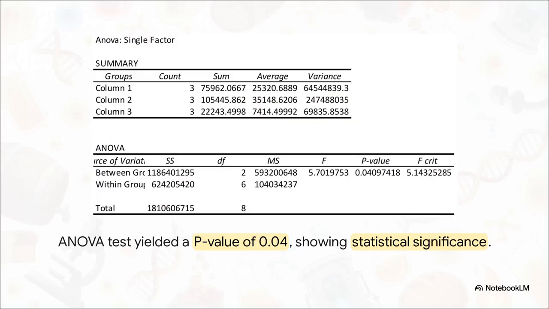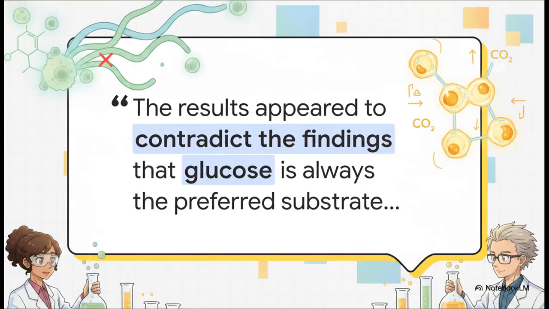Unbelievable, right? But, in science, we don't just trust our eyes, we run the numbers. To make sure this wasn't just a total fluke, we ran a single-factor ANOVA test. The result? A p-value of 0.04. Since that's under the standard 0.05 threshold, it completely confirms there is a statistically significant difference in how our yeast process these different sugars. So what does this all mean?